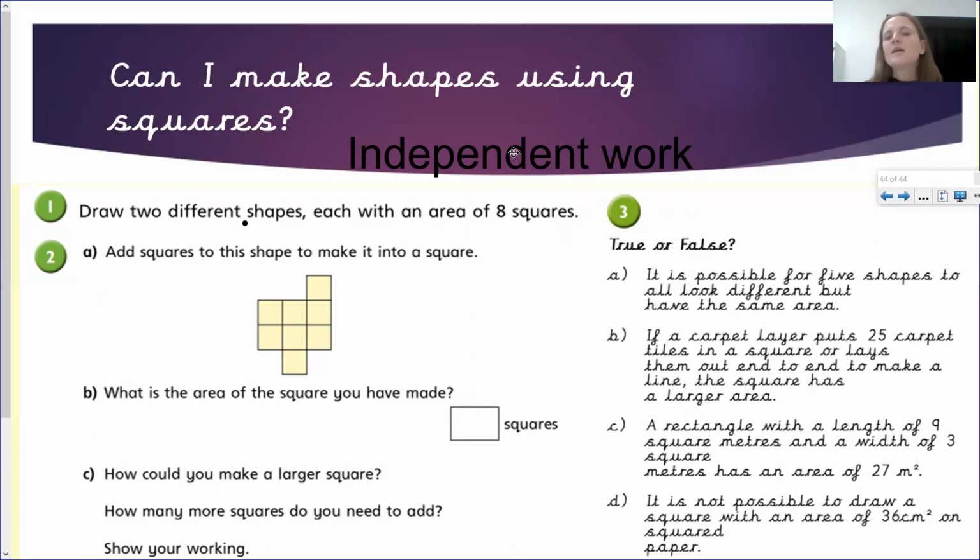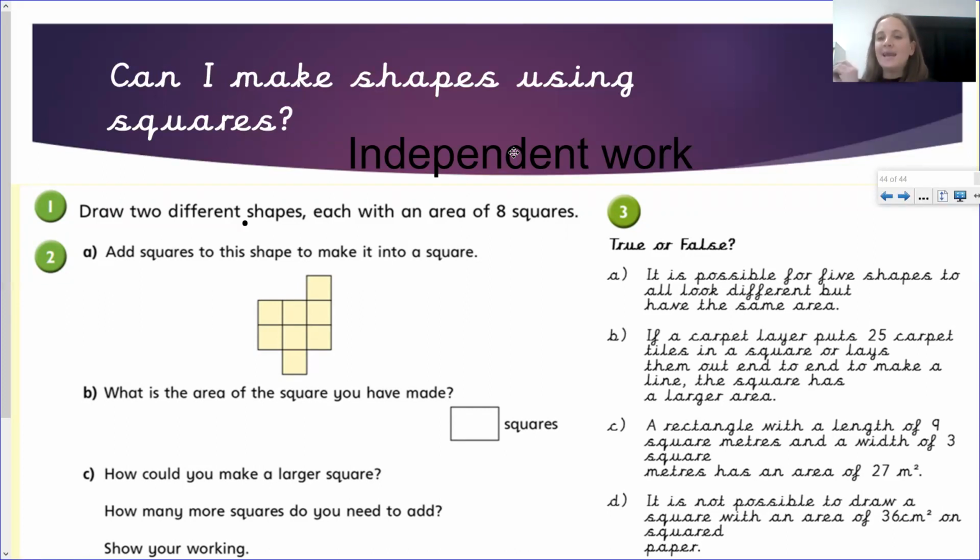And then question 3 is some true or false questions. And I don't just want you to write true or false. I would like you to give a reason behind each one of your answers. So, is it possible for 5 shapes to all look different but have the same area? Yes or no, or true or false? If a carpet layer puts down 25 carpet tiles in a square or lays them out end to end to make a line, the square has a larger area, true or false?